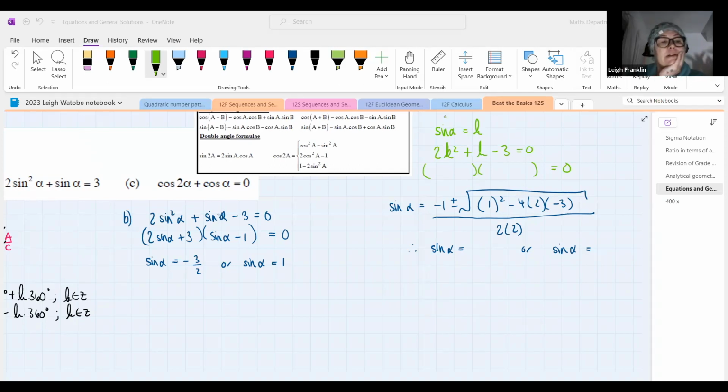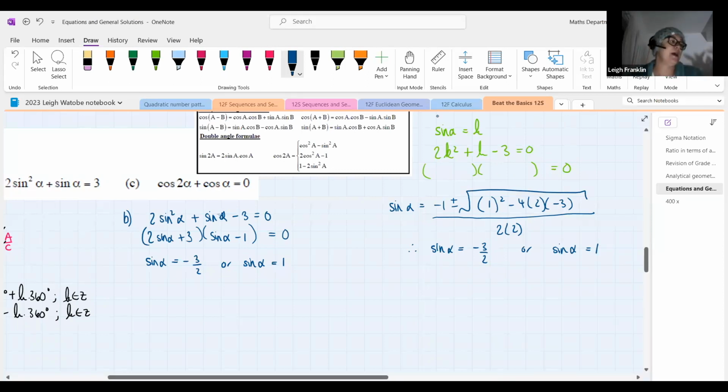Good stuff. All right. Now, what happens with the minus 3 over 2? What happens when we try and calculate a PAA for sine alpha equals minus 3 over 2? Absolutely, it gives us an error on our calculator. It says math error. Why?